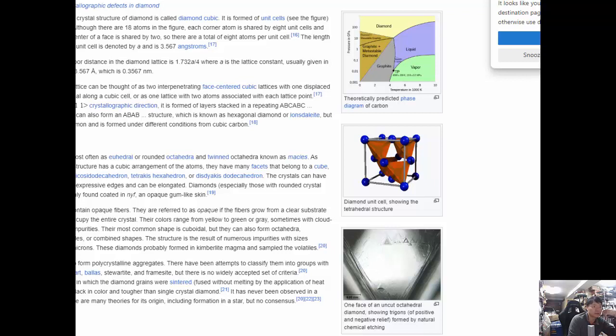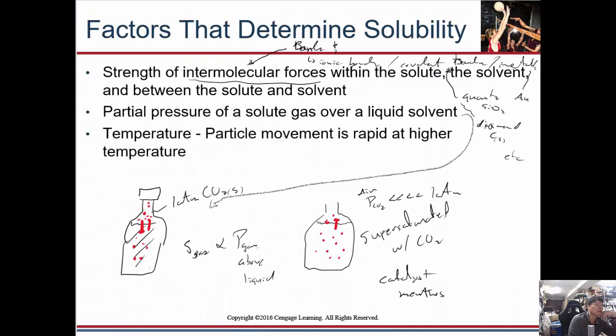All the carbon atoms are tetrahedrally bonded. So I'm just trying to show that there. But those bonds are too hard to overcome. And so it depends on the strength of the forces holding the solute together. For the factors that determine the solubility, we need to break the solute.